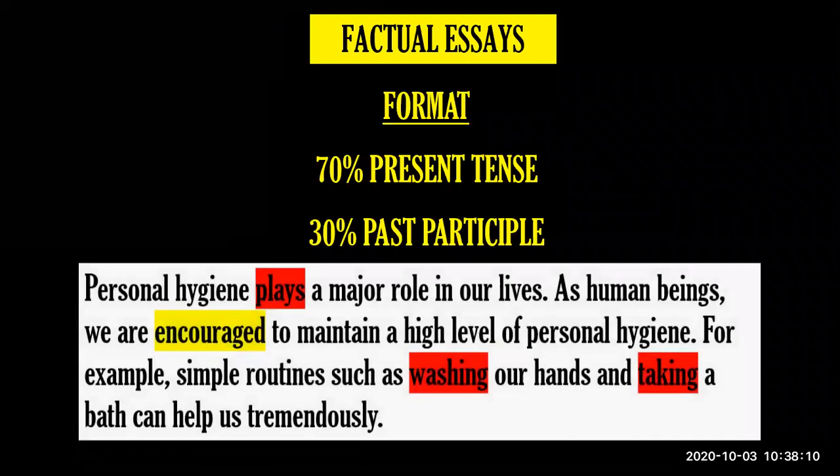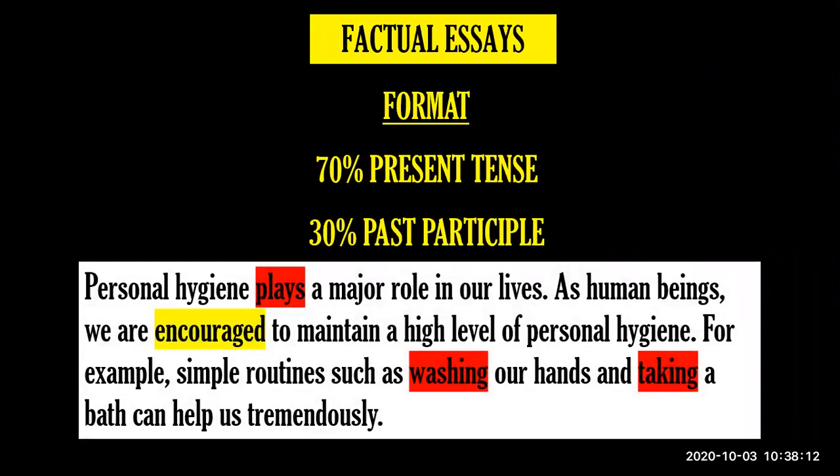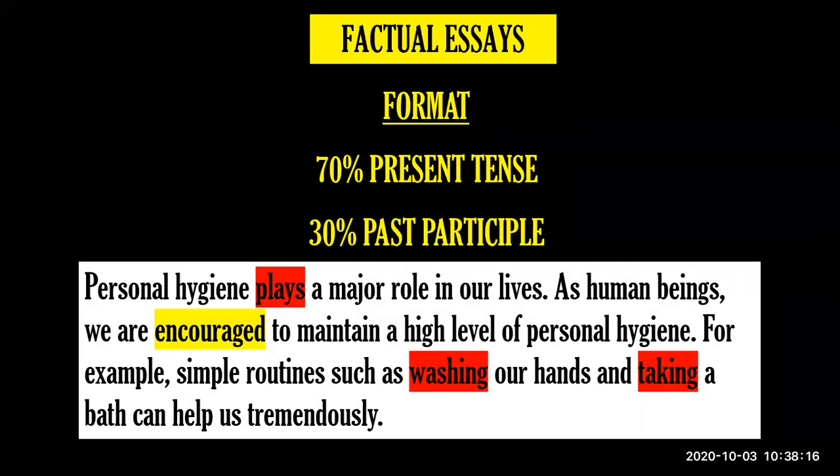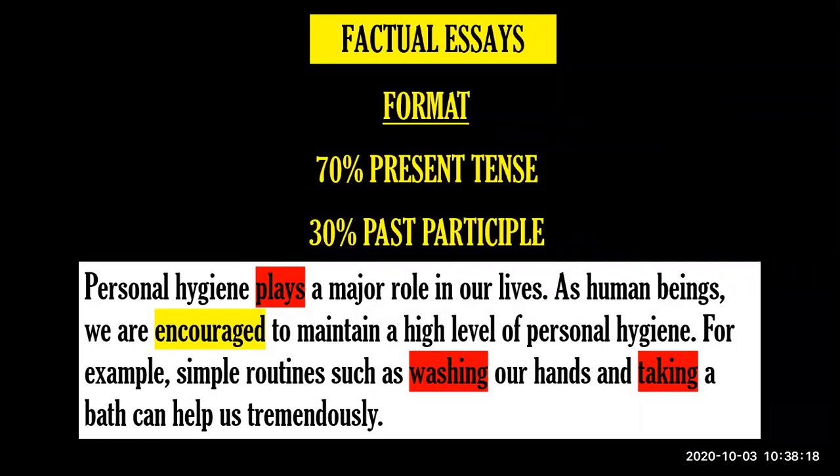All right, as I said before, for factual essays, you should use 70% of present tense and 30% of past participle, because if your entire factual essay, you're using simple sentence without playing around with your sentence structure, you may not score your desired mark. So 70% present tense, for example, personal hygiene plays a major role in our lives. For example, simple routines such as washing and taking a bath can help us tremendously. These are all present tense.